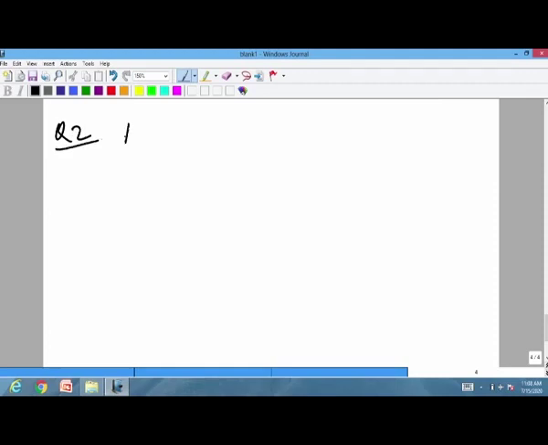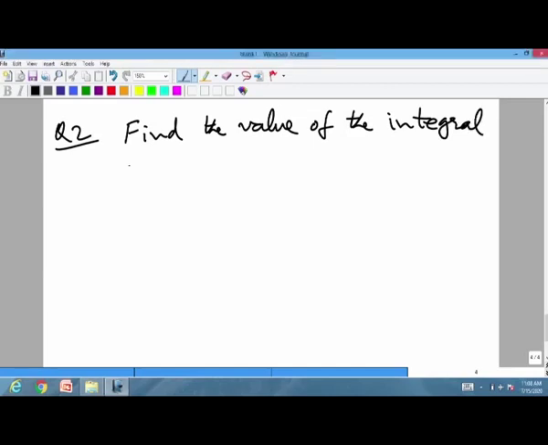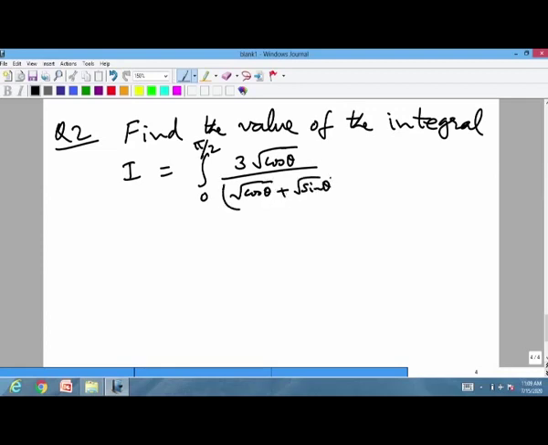So, the question number 2 says find the value of the integral I is equal to integral from 0 to pi by 2 of 3 times square root of cos theta divided by square root of cos theta plus square root of sin theta, whole raised to power 5, d theta.